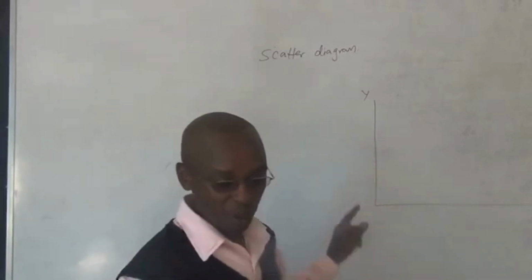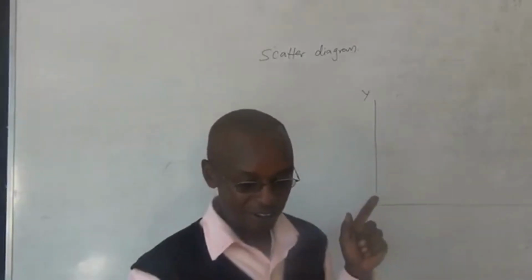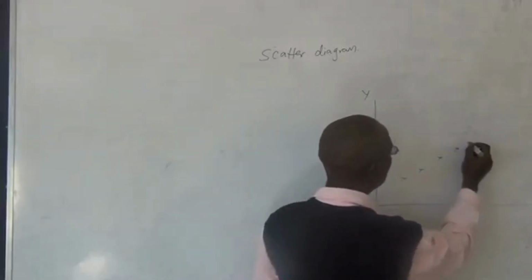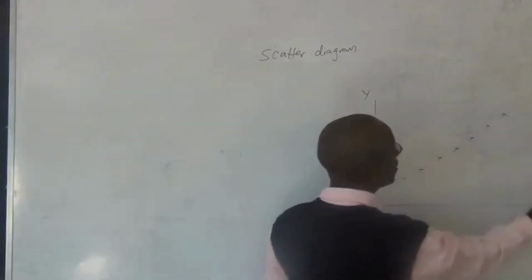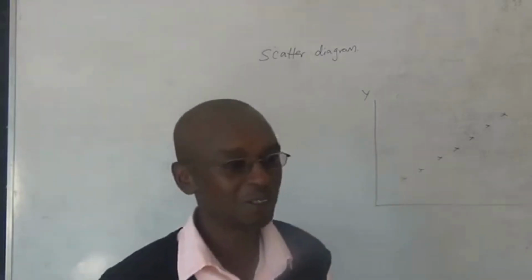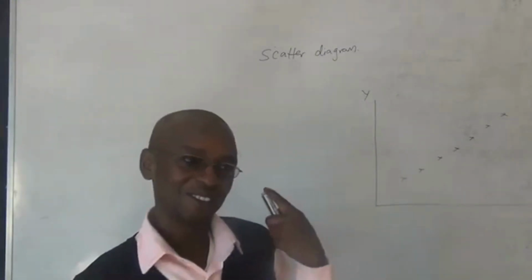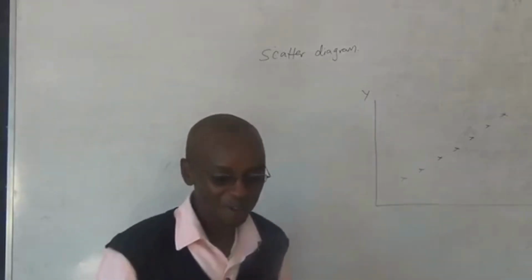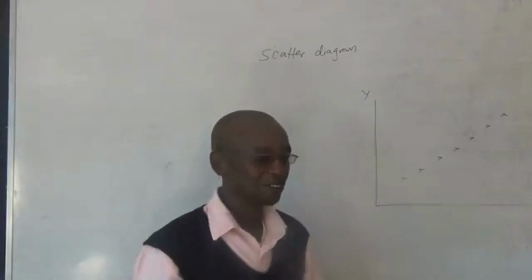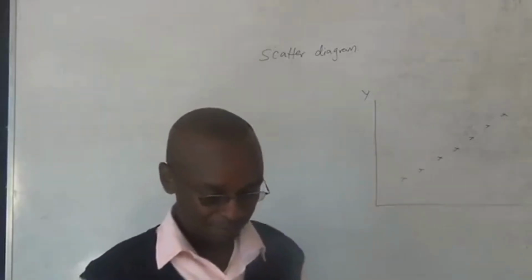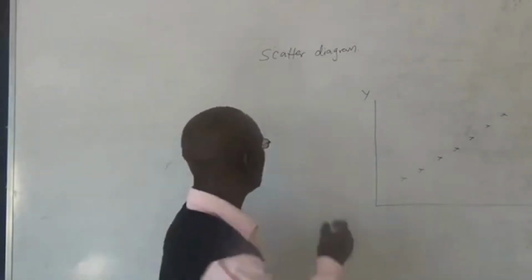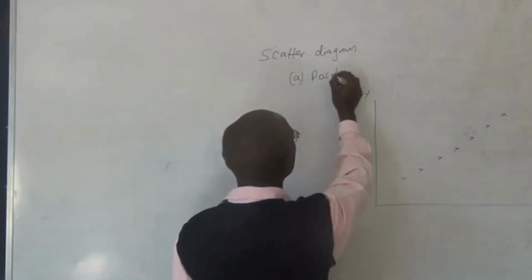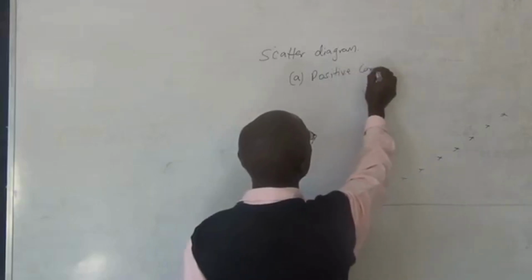Yeah? So when you plot it, alafu compare hivi, how will you interpret it? It will be a positive correlation. Remember tulifanya correlation. So each pair of values is plotted on a graph. Then you have a positive correlation.